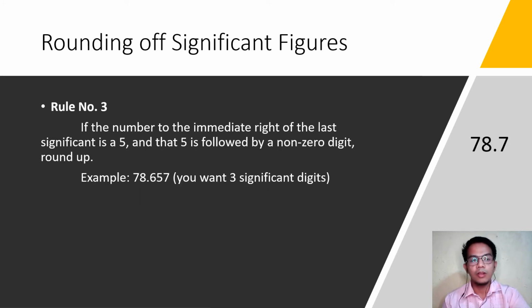For the last rule, if the digit to the immediate right of the last significant digit is a 5 and that 5 is followed by a non-zero digit, round up. For example, 78.67, and then you want 3 significant digits only. So this will become 78.7.